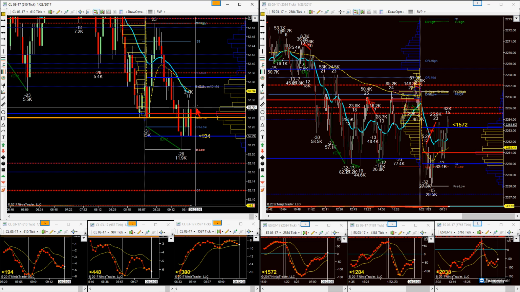Eleven tick swing. That's what these numbers here mean. This means, oh yeah, that did not help at all. Sorry. This means that it's 11 ticks from the bottom of the swing to the top of that swing.